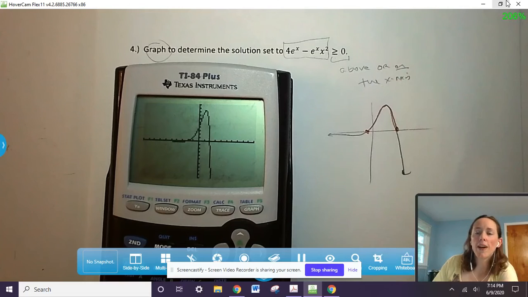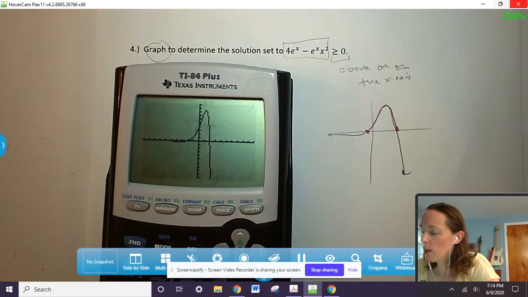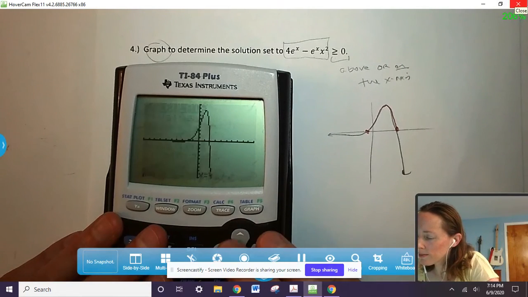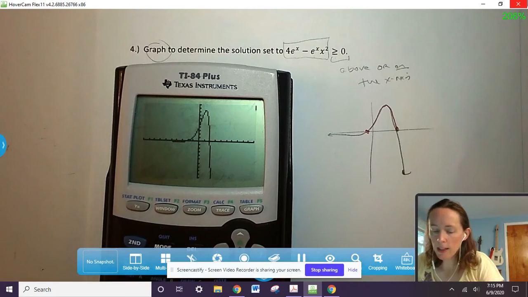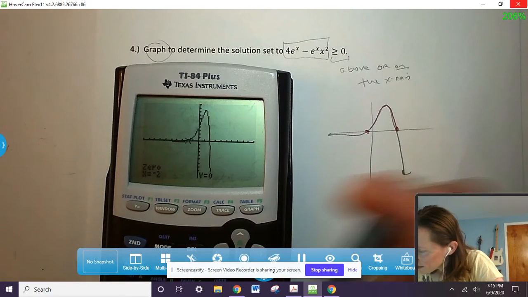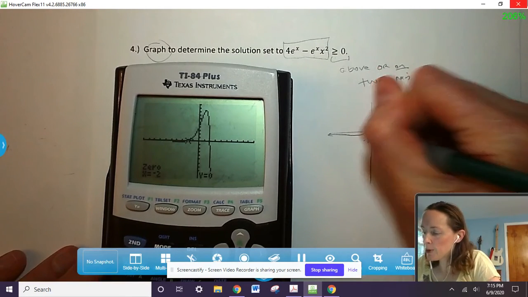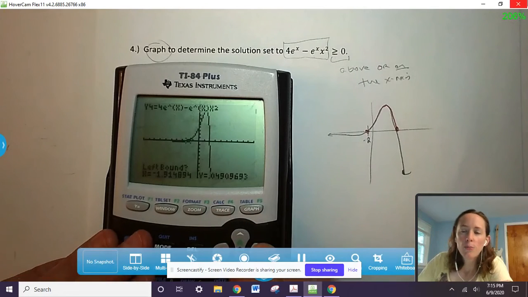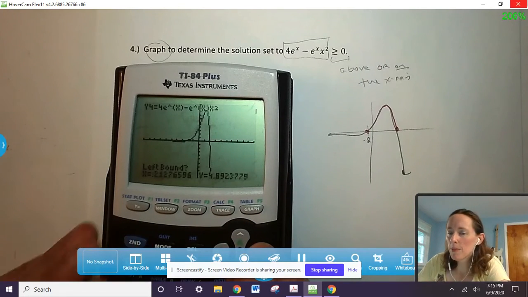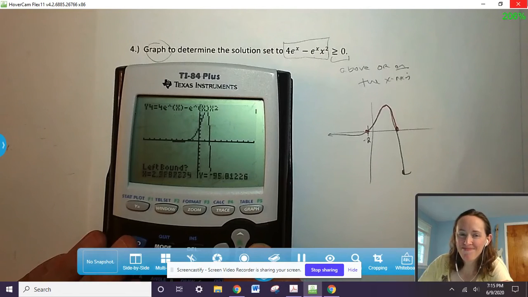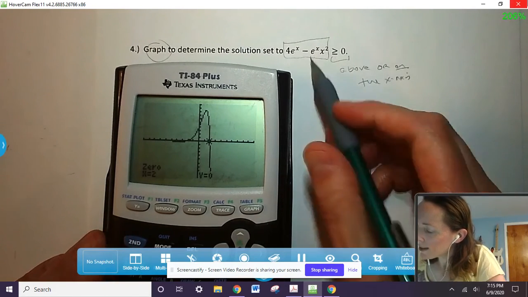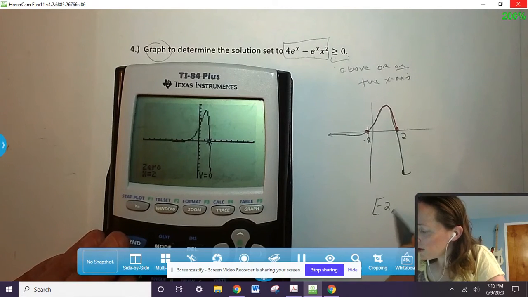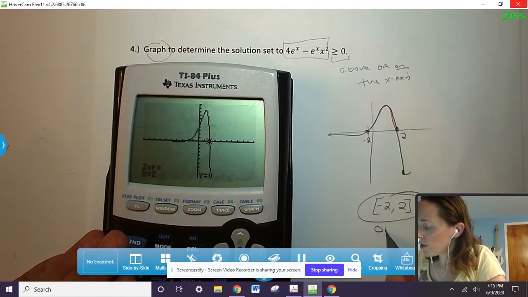So once again, we have to find the x-intercepts. So if I do second trace 0, we end up with -2. A lot of times you get crazy decimals for these, but both of these are actually going to be nice because I have something else in mind to show you here. And this one comes out to 2. So where we are above or on the x-axis is between -2 and 2. That's your answer in interval notation.